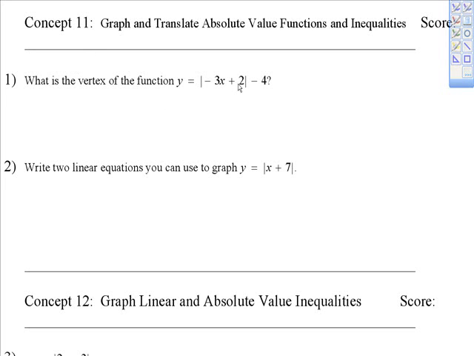Concept 11, our 8th test of the year on these concepts. First question is, what's the vertex of the function? So we've got to try to figure that out. I don't like where the negative 3 is.